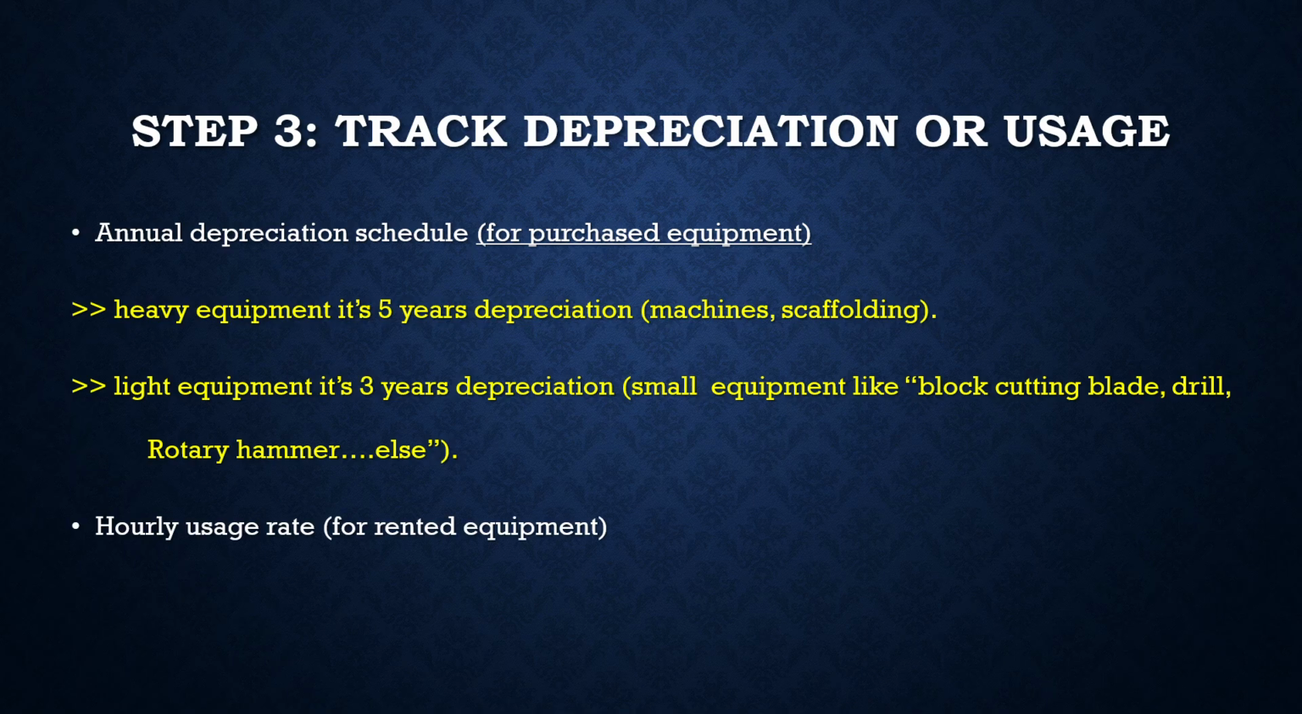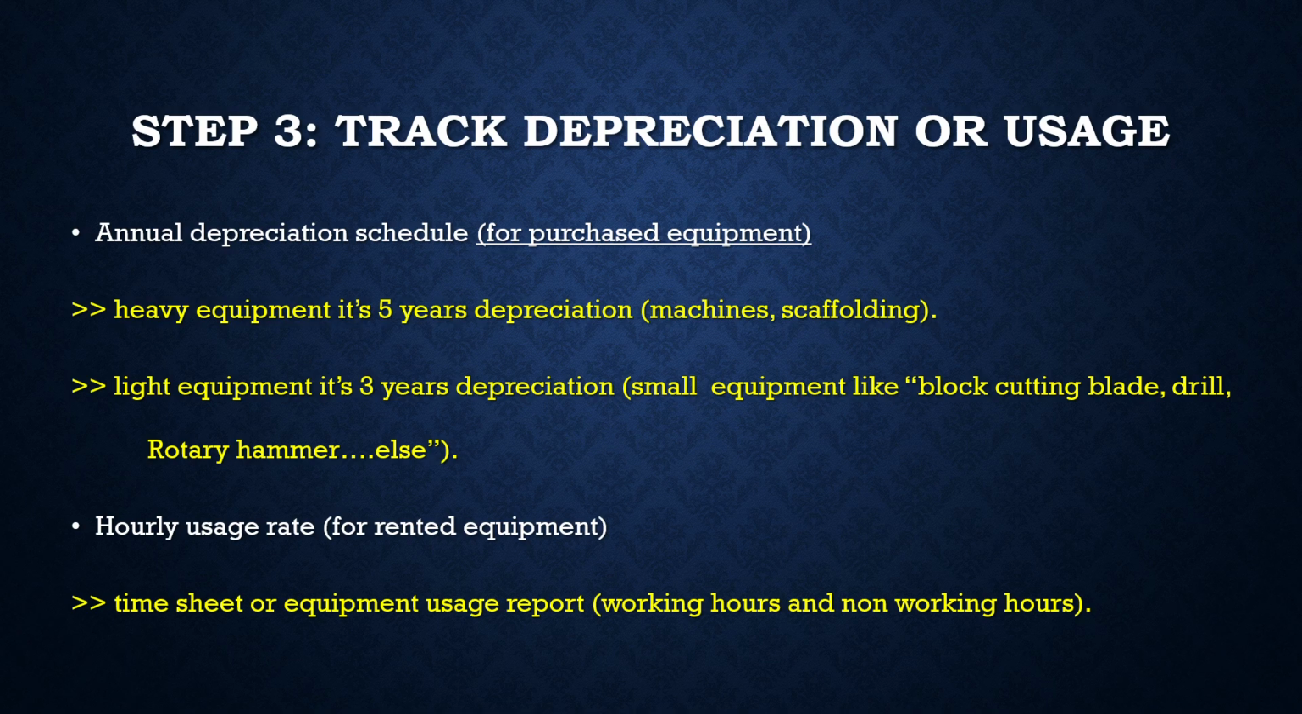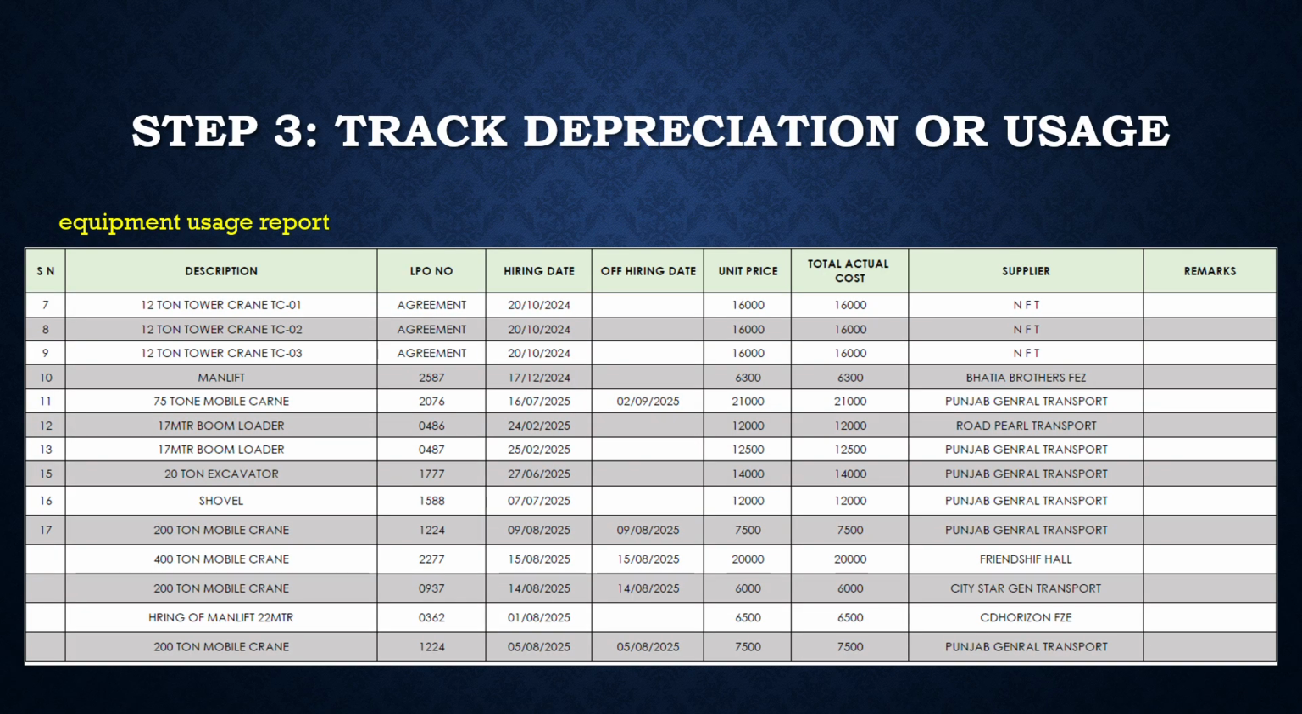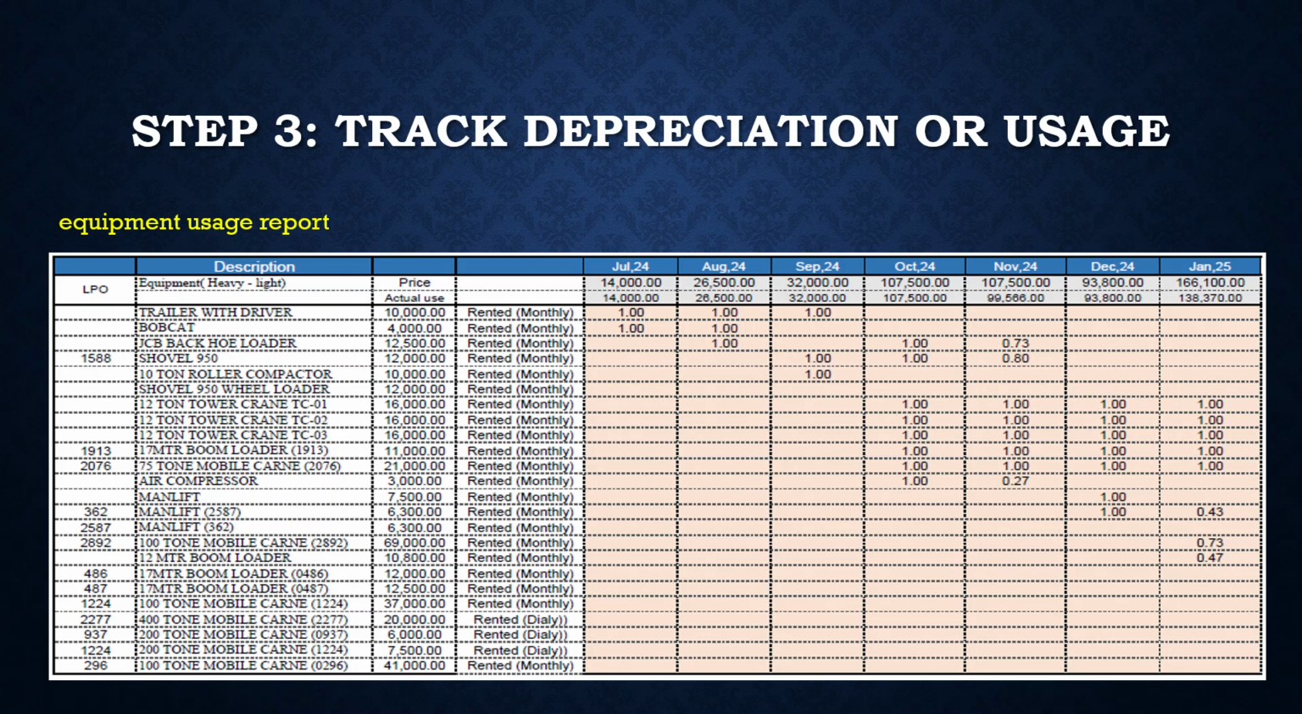For rented equipment, we track costs based on hourly usage using timesheets or equipment usage reports. Let's take a practical example. Here, we have a list of hired equipment with details such as the description, LPO number, hiring date, off-hiring date, unit price, and the total actual cost. Now let's look at another example, which shows the monthly tracking of equipment costs.